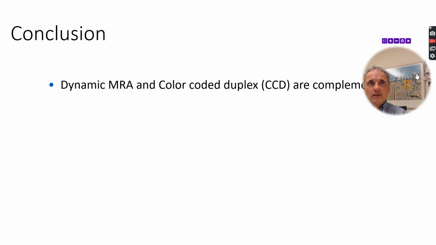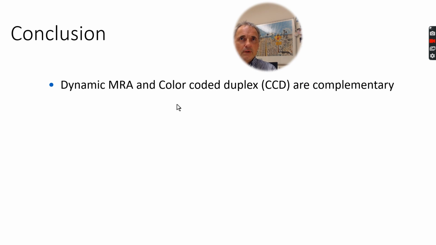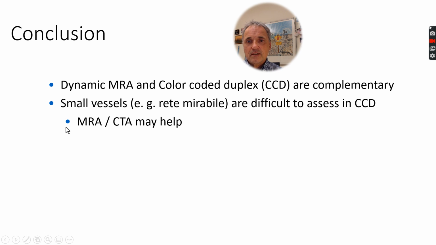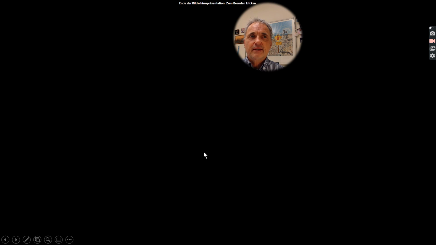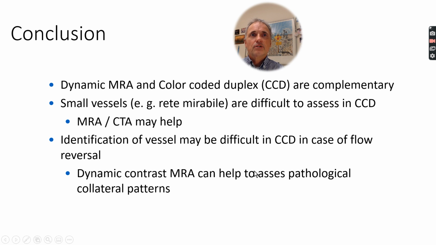So in conclusion, dynamic MR angiography and color-coded duplex are complementary. Small vessels are difficult to assess in color-coded duplex, so MR angiography and CTA may help. Identification of vessels may be difficult in color-coded duplex in case of flow reversal. So you cannot rely on the identification due to the flow. So the dynamic contrast MR angiography can help to assess pathological collateral patterns.